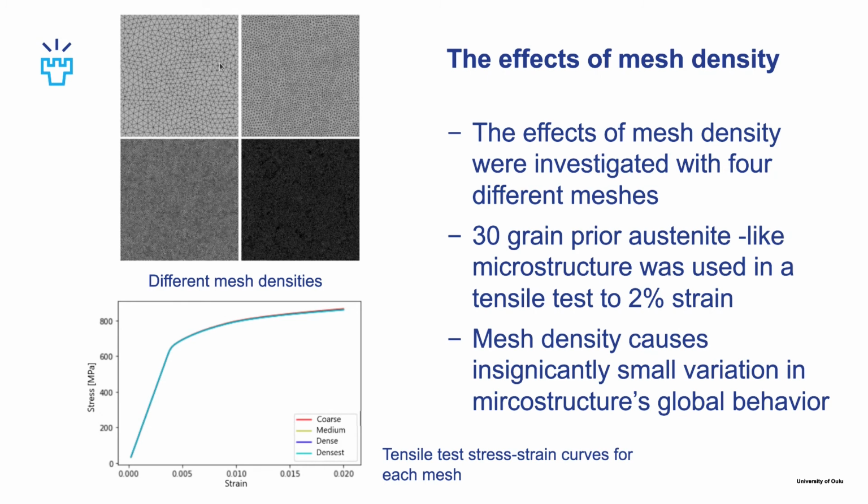But all of these different meshes were used in a tensile test, which results we can see here. The curves for all of these are on top of each other, and from this we can conclude that the mesh density has pretty much no effect on the global behavior of the microstructure.